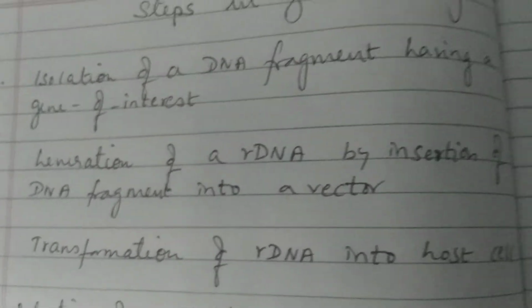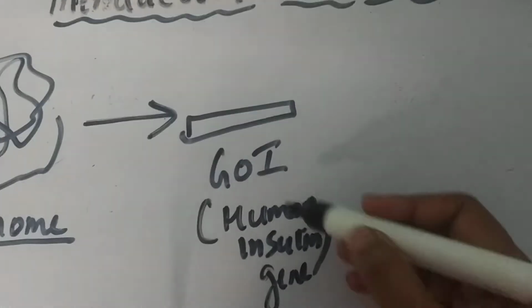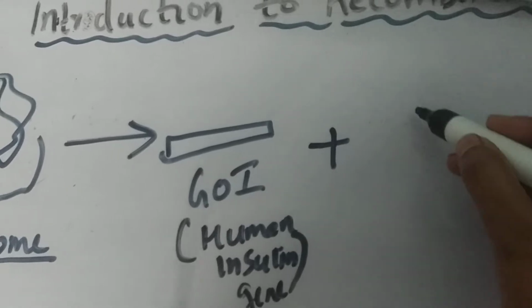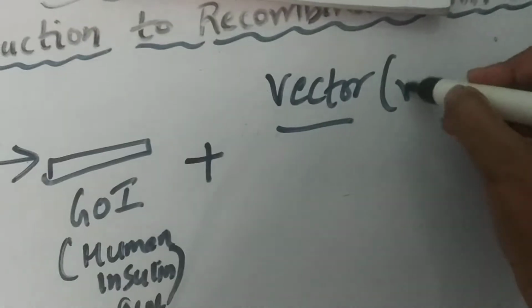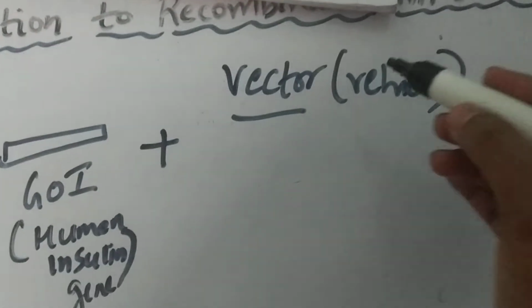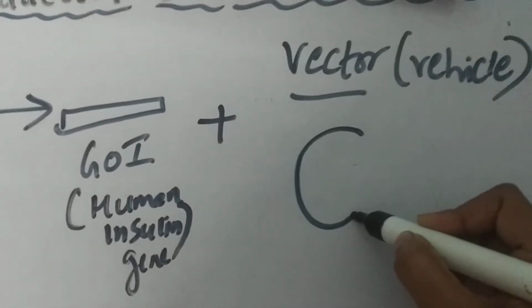Now what is the next step? Generation of recombinant DNA by insertion of the DNA fragment into a vector. So now I need to take this gene of interest and I'm going to need a vector. What is the meaning of a vector? In simple terms, we can call it a vehicle. A vehicle to carry the gene of interest.